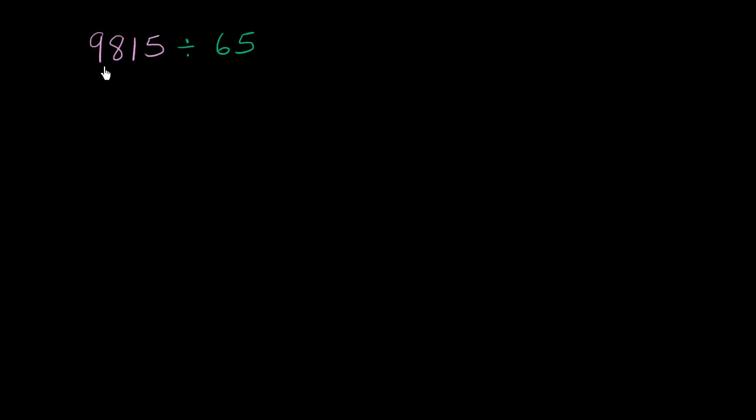Let's divide 9,815 by 65, or figure out how many times 65 goes into 9,815. And I encourage you to pause this video and try this on your own. So let me just rewrite this as 9,815 divided by 65. We write it this way because it's easier to manipulate the numbers, kind of doing the standard process here.